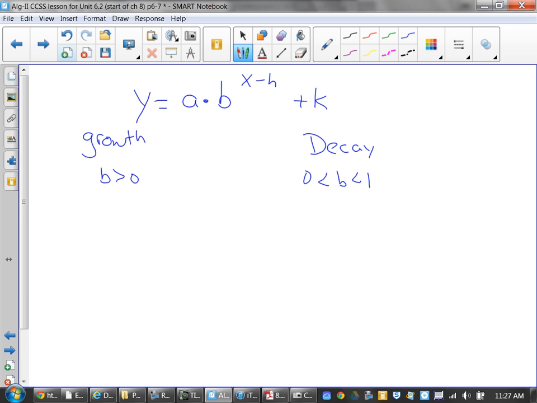The other thing I want you guys to notice, the domain for these things has been all real. Okay? The range, if you've noticed, it's been bounded by the k value. You picked up on that? Yes. Your range is dependent on k.